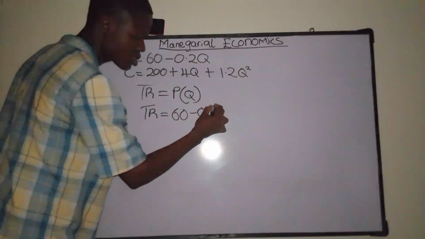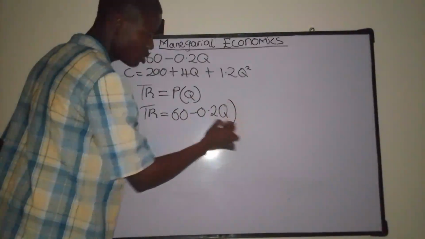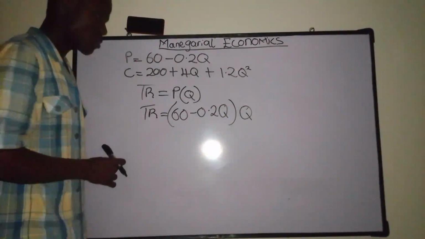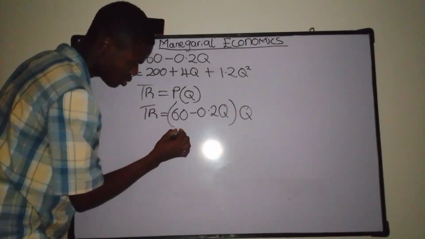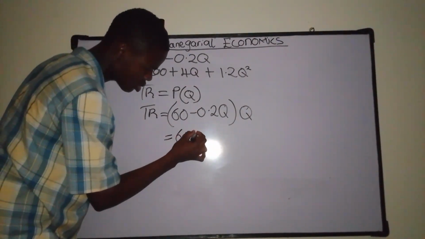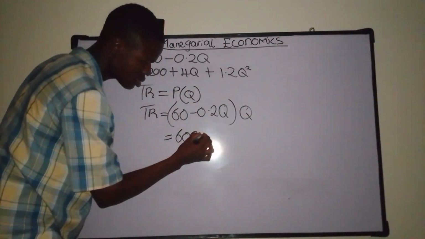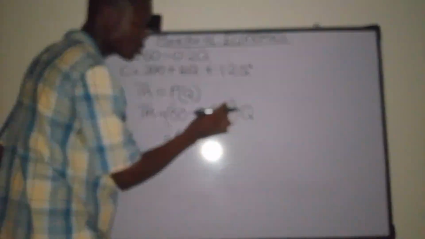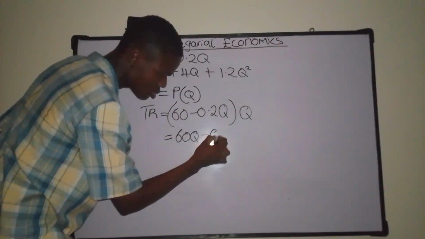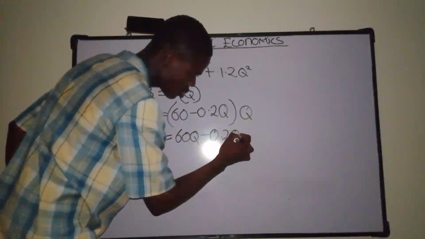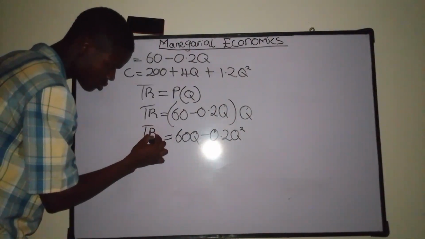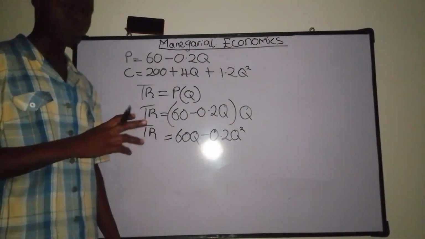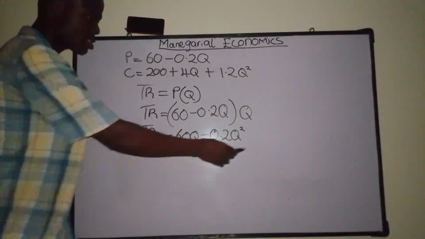minus 0.2q multiplied by this quantity, which is Q here. Now, q multiplied by 60 is equal to 60q. Or put something in brackets, minus 0.2q multiplied by q, 0.2q squared. We have solved for the profit maximization, and this is the answer.